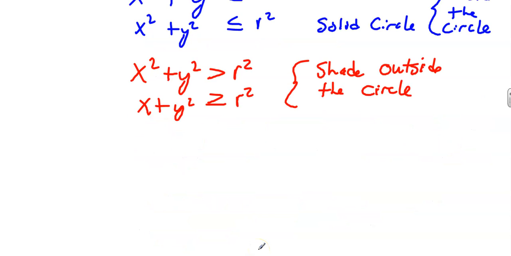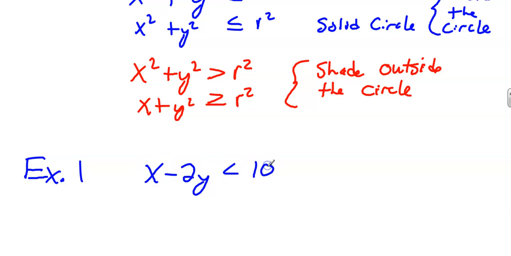Okay, so let's give you some actual graphs to graph here. One thing that they do before they even get to that part is they're going to have you graph not a system, just one line, just to back up and make sure you remember what's going on here. Let's do x minus 2y less than 10.